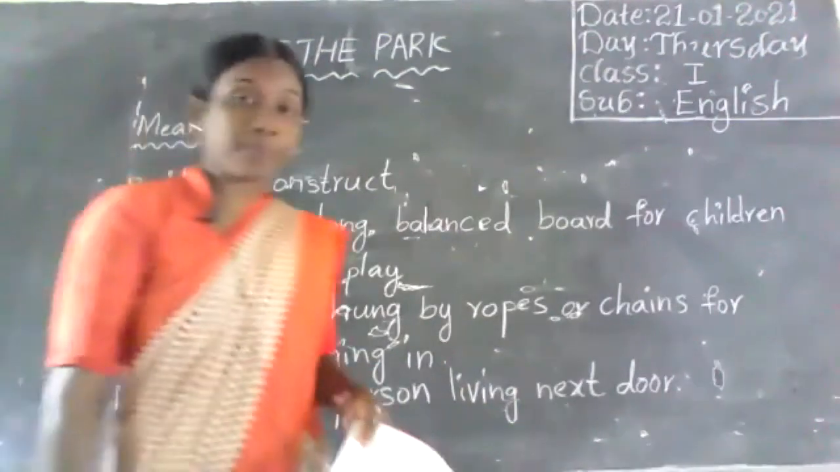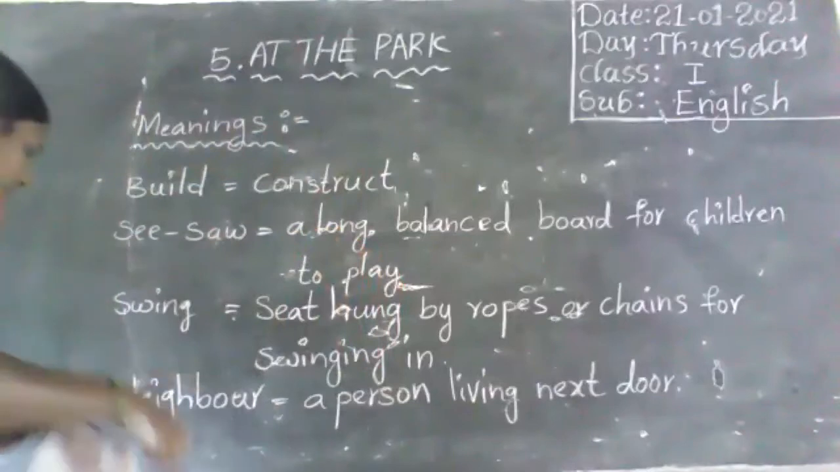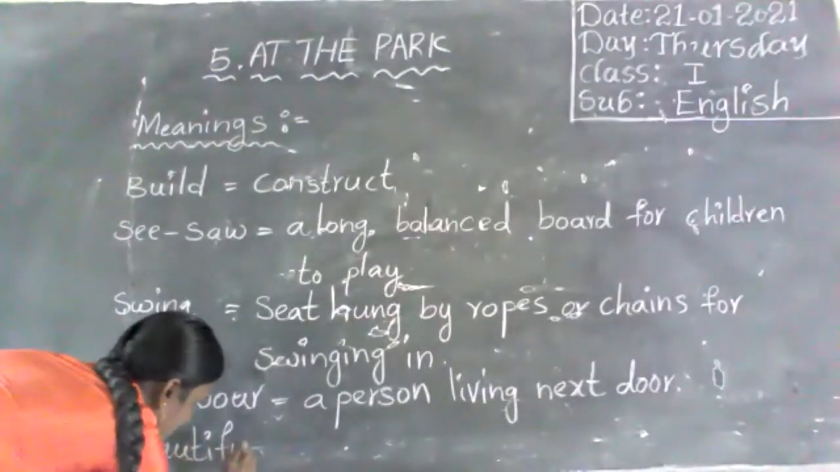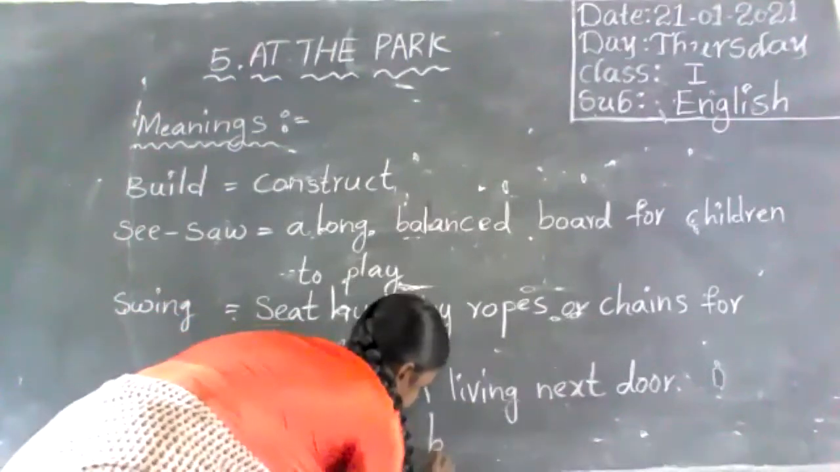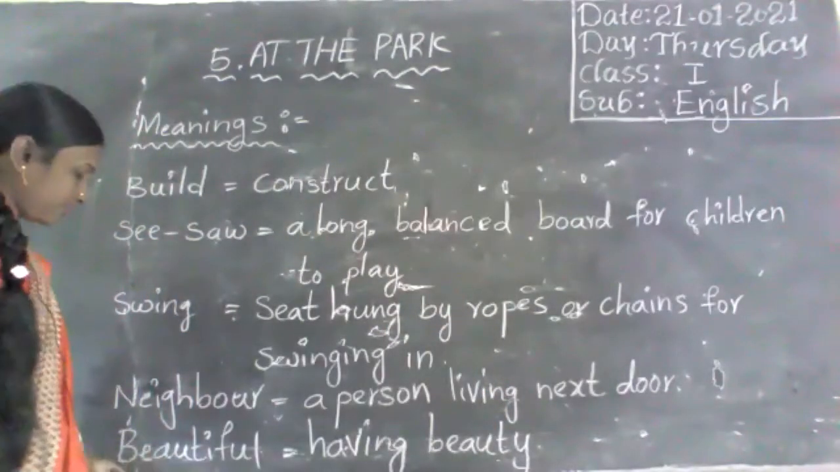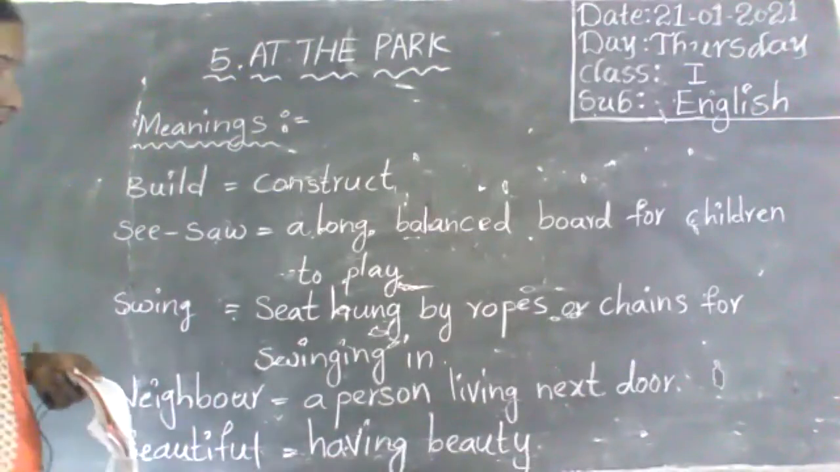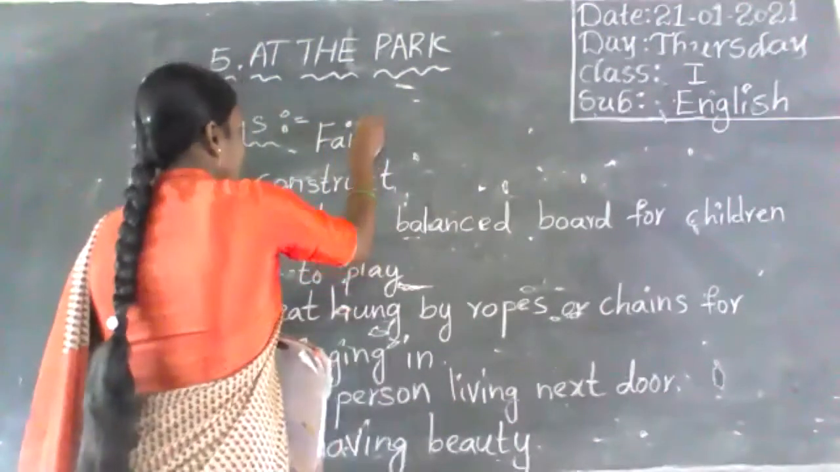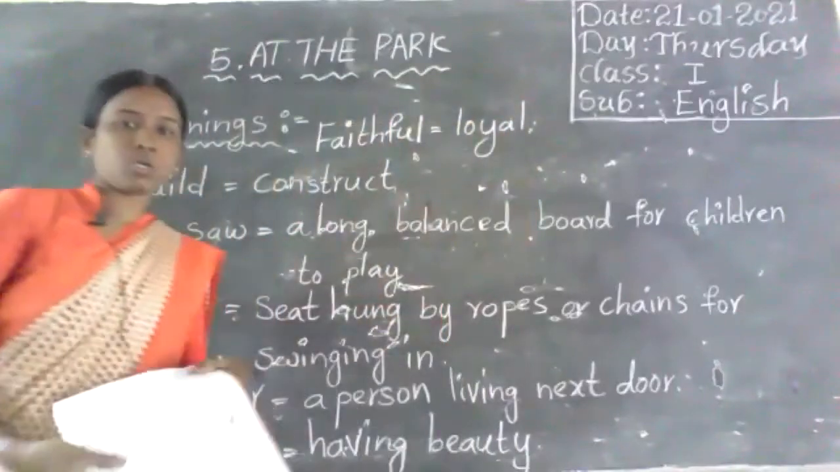Beautiful. Do you know beautiful? Having beauty. Beautiful means having beauty. Next, faithful. F-A-I-T-H-F-U-L. Faithful means loyal.